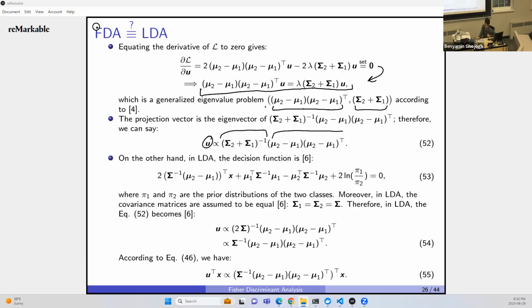On the other hand, what was the decision boundary for LDA? Guys, do you see the glory here? What was the decision boundary in LDA? It was this. So what does it mean? Pi 1 and pi 2 are the prior distributions of the two classes. We already proved this in the previous lectures. Also, we know that sigma 1 and sigma 2 equal sigma here for LDA.